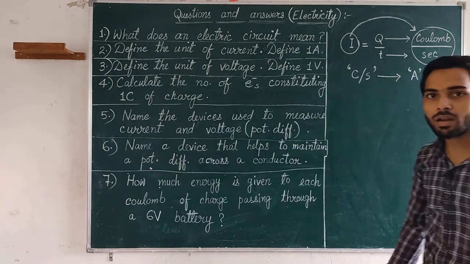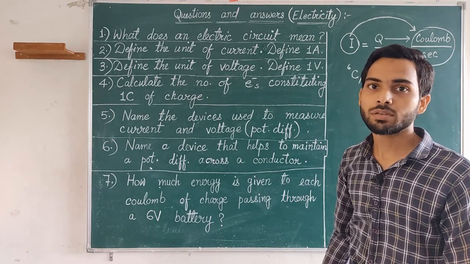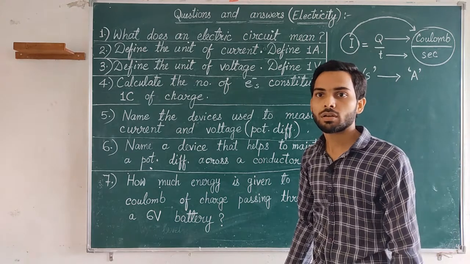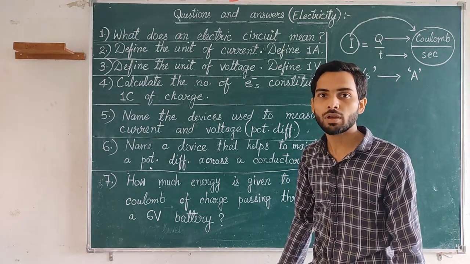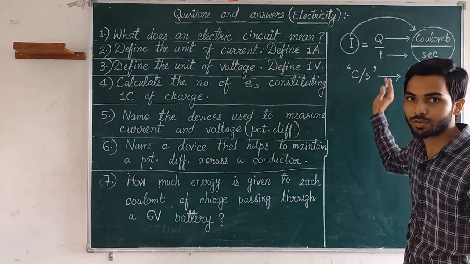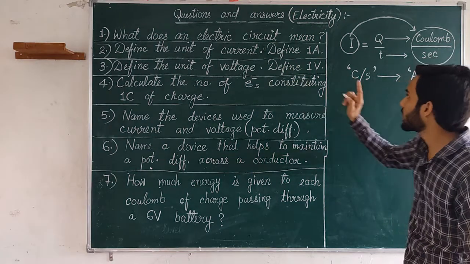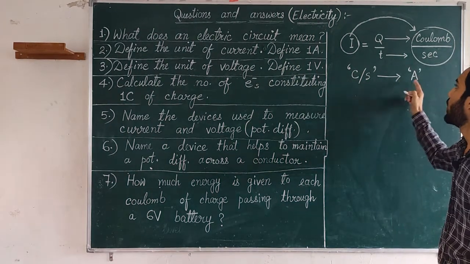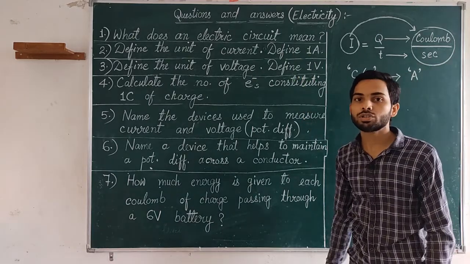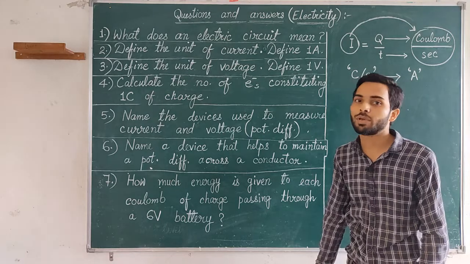Why ampere? Because it was named after a scientist known as Andre Marie Ampere. After his name the unit of electric current was named. Okay, so your answer is the unit of electric current is coulomb per second or ampere. Now looking at the second part of the question, define 1 ampere. So how can we define 1 ampere?